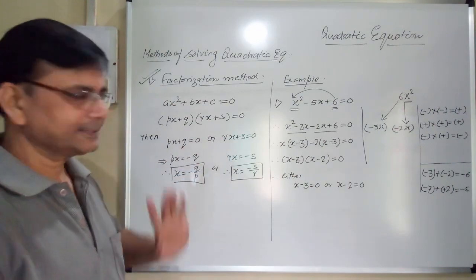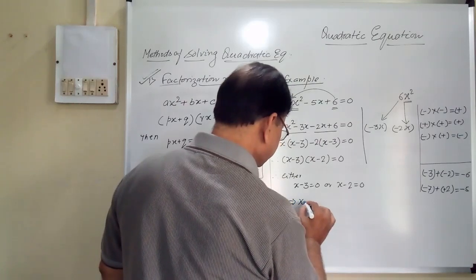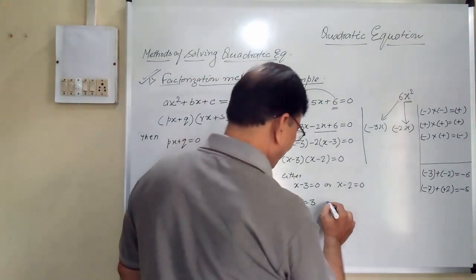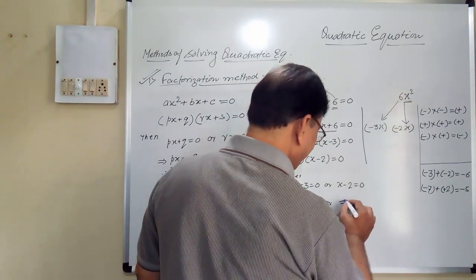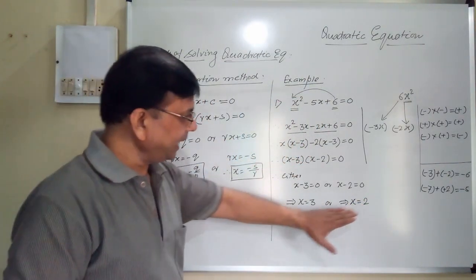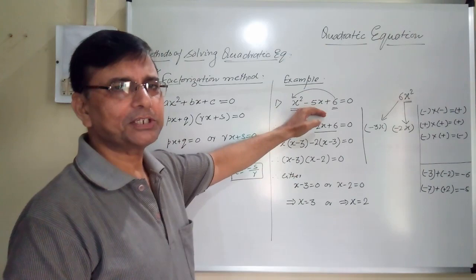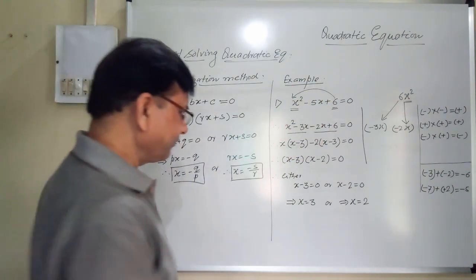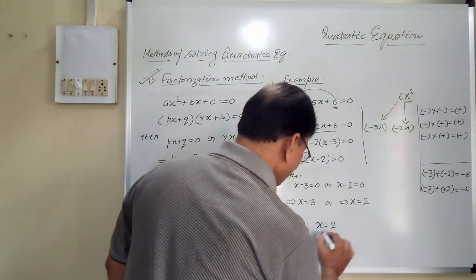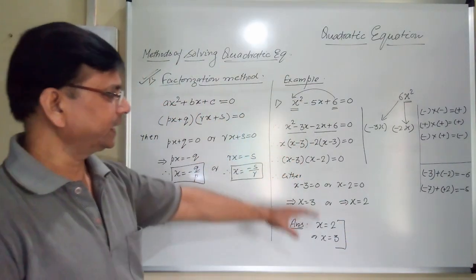Clear? According to this, if this is 0, then this implies x is equal to 3. Means 3 is transferred to the right hand side, so x is equal to 3. Or if this is 0, this implies x is equal to 2. So it means 3 and 2, these are the two values of x. If these values are put in this equation, the equation will be satisfied. Therefore, answer: x is equal to 2 or x is equal to 3. So this is the solution of this quadratic equation.